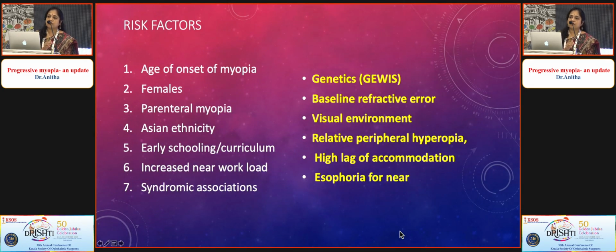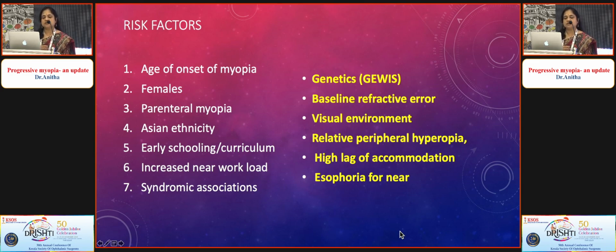So risk factors for myopia hold true for risk factors of progressive myopia as well. Most of them, like age of onset: the earlier the onset, the more the risk of progression. Females, they say the reason is that females are more prone to be indoors. Parental myopia has already been described. Asian ethnicity: children of Asian origin, even if they reside elsewhere, are still found to have progression in myopia, and that is postulated to be attributable to the parents being highly academically oriented. They insist that the children, more than other nationalities, be more into academics, and that is supposed to be one of the reasons.